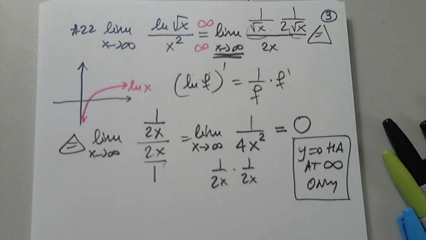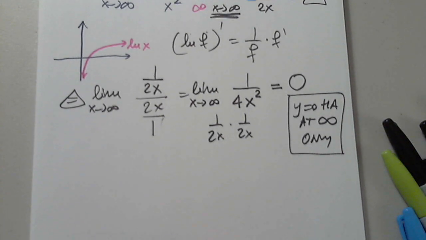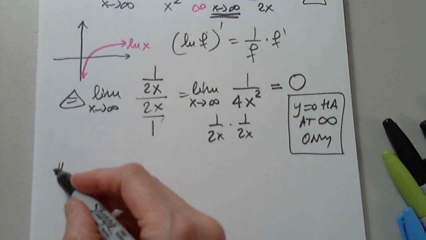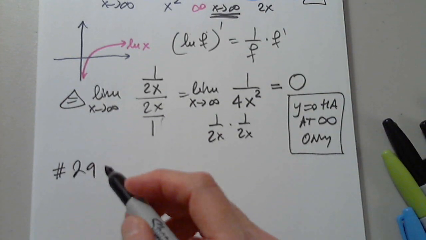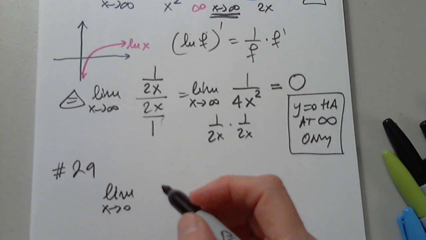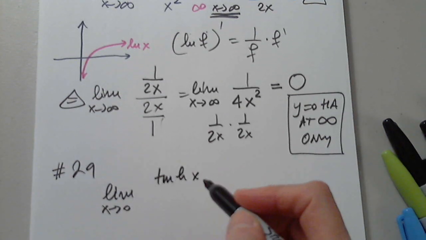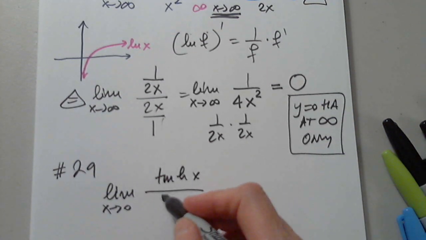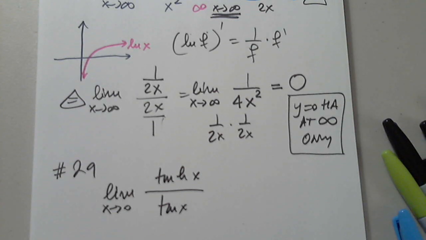Other preferences here on ratios. Can we do a trig one? Yes, please choose anything you want. What about 29? 29 it is. So we have limit as x approaches 0 from hyperbolic tangent over tangent x. Good.